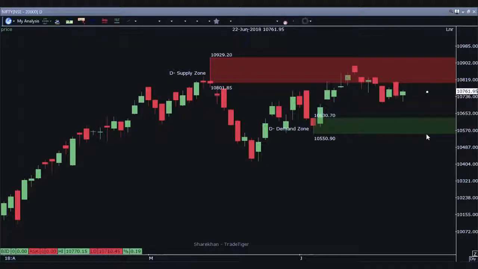However, if it didn't come here, let's say the supply area straight away got breached and went higher, in that case what would I do? I would then look for any new demand zones that are formed and then buy when prices retrace back to those demand zones.